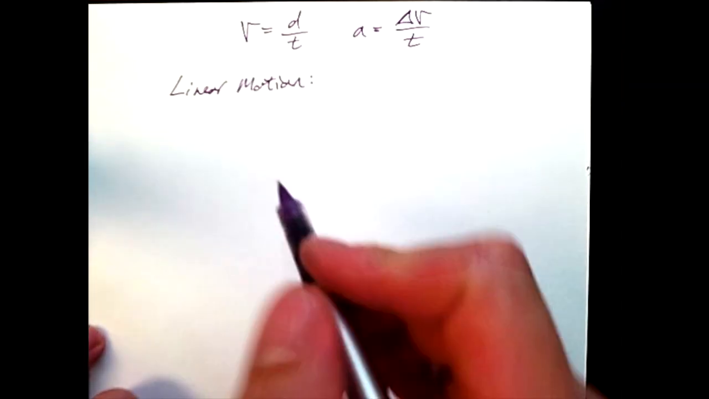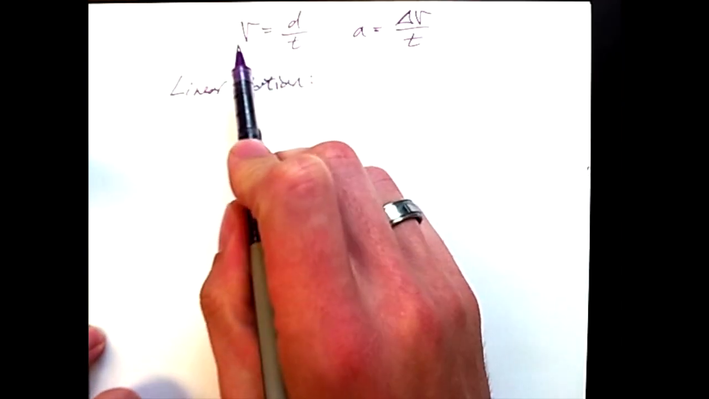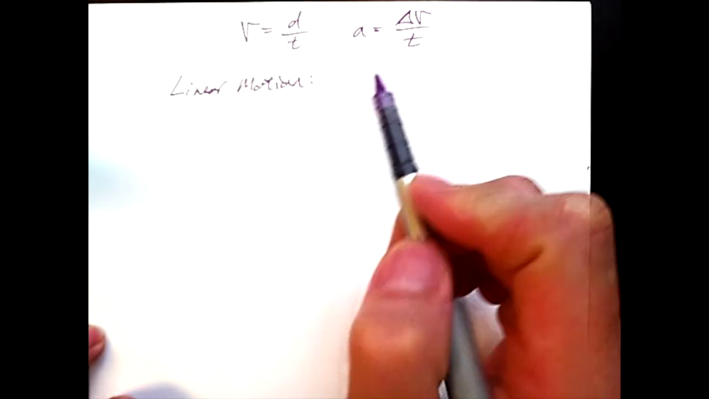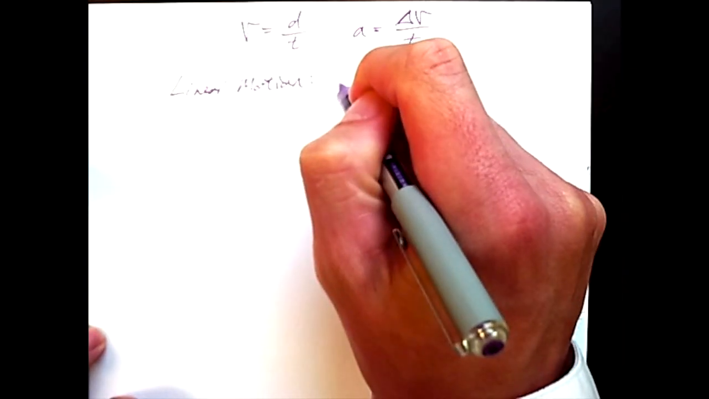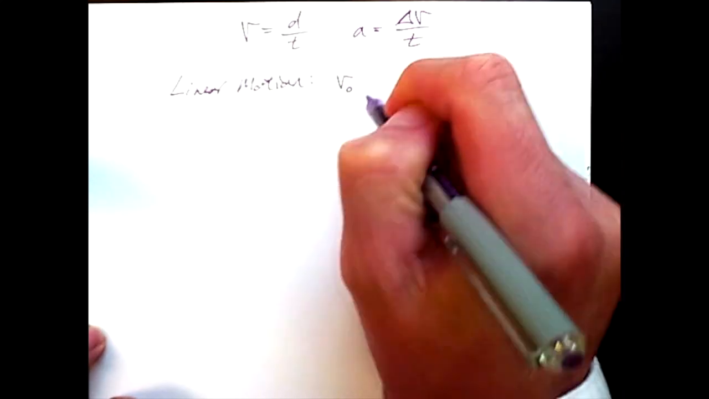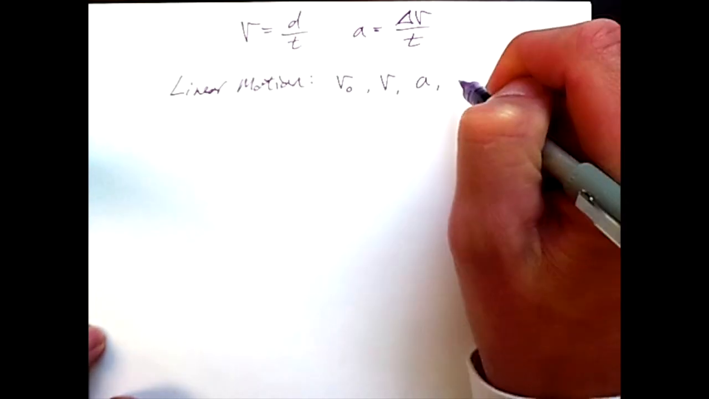When studying linear motion, we end up with these two basic equations: the velocity as the displacement in time, and the acceleration as the change in velocity in time. When talking about linear motion, Newton described motion as being comprised of 5 variables: the initial velocity, final velocity, the acceleration, the displacement, and time.